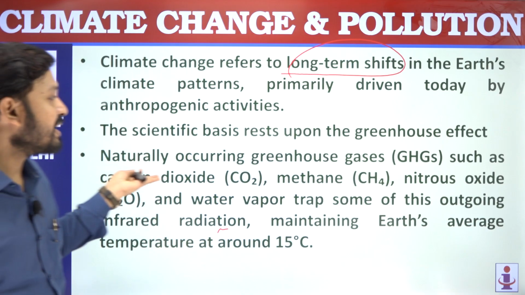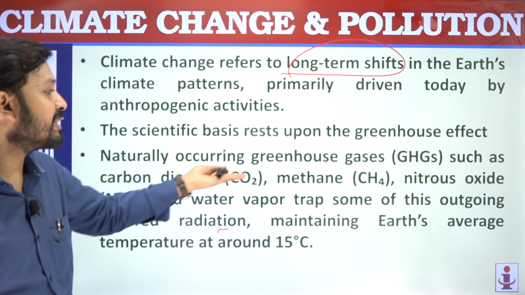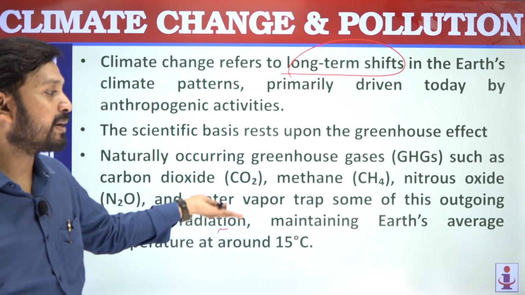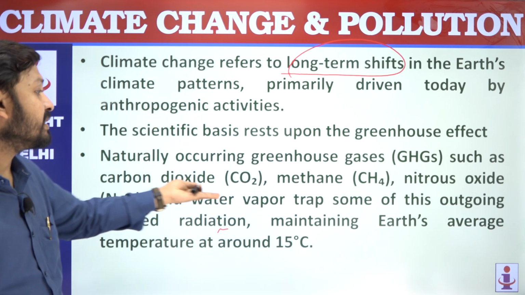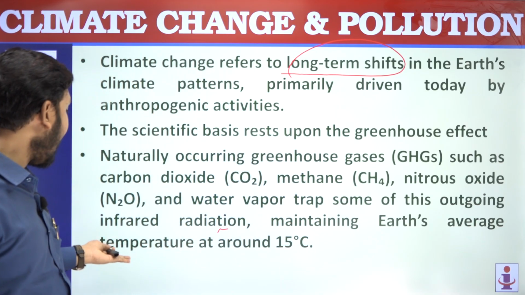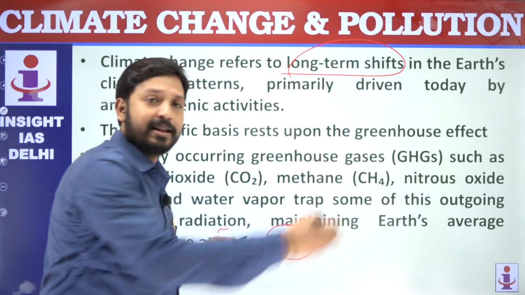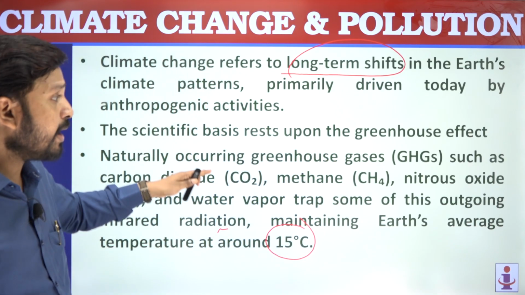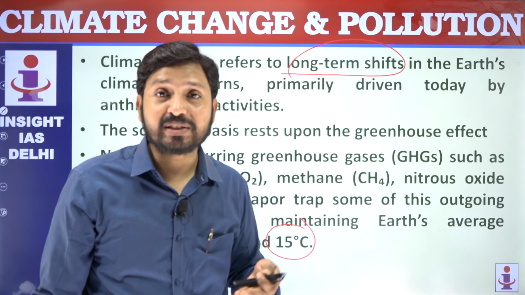But what are these natural greenhouse gases that are occurring? For example, carbon dioxide, methane, nitrous oxide and water vapor, these are some of the naturally occurring greenhouse gases, which are trying to trap some of this outgoing infrared radiation, maintaining Earth's average temperature at around 15 degrees, which I have discussed, right? But now this is the natural phenomenon, but now what is happening? The concentration of these greenhouse gases is increasing.